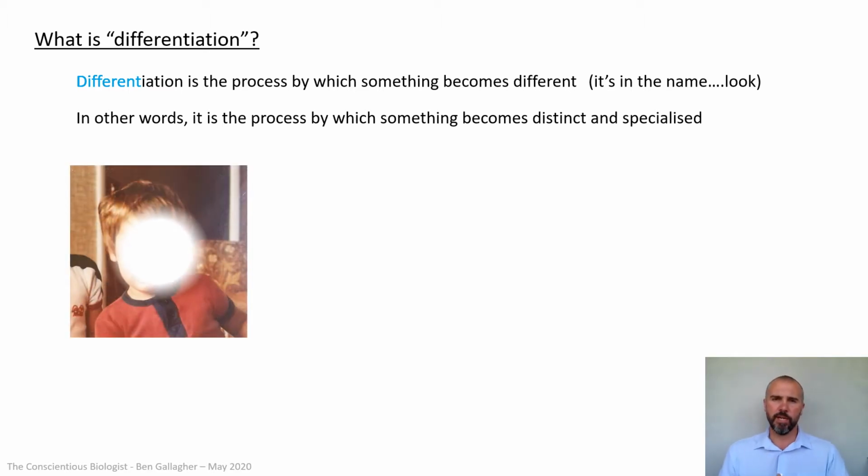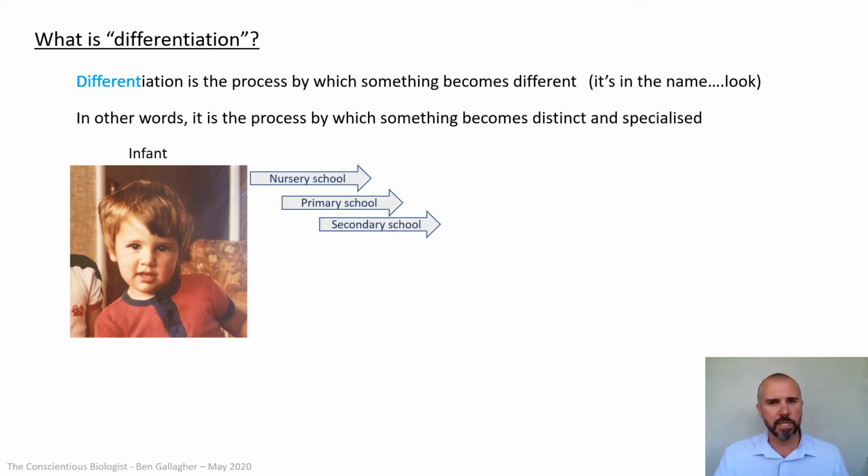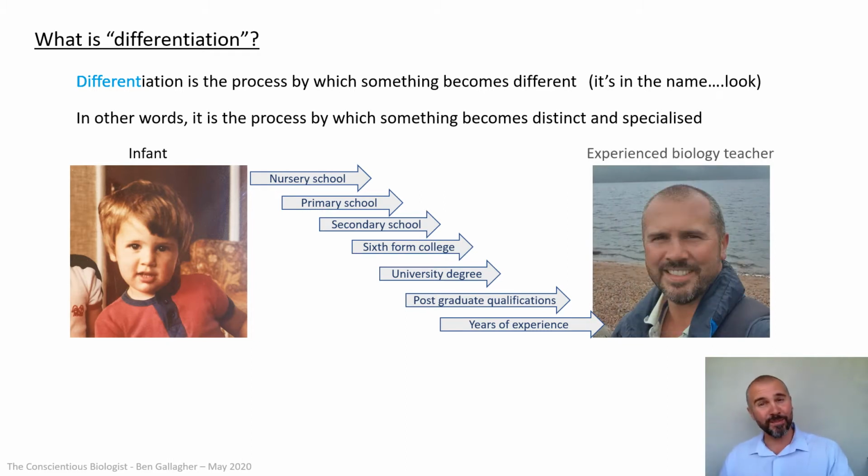So if I throw up on the screen here, here's a small child, an infant. Now that small child has very, very little knowledge at that stage. The child in question here is about 1.5. They don't even know how to talk properly. They're only just learning basic skills. As they grow up, lots and lots of things need to influence them. Nursery school, primary school, secondary school, sixth form college, university degree, a postgraduate qualification, and even then years and years of experience. And once you've got all of those different learning experiences, you end up with something very different. And yes, that is a photo of me when I was little.